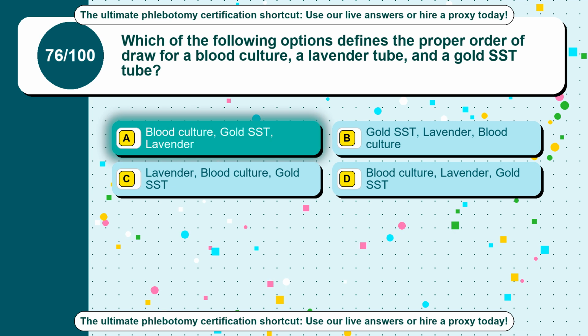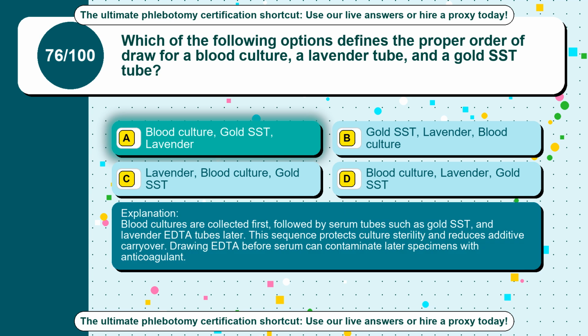The correct answer is option A. Blood culture, gold SST, lavender. Blood cultures are collected first, followed by serum tubes such as gold SST, and lavender EDTA tubes later. This sequence protects culture sterility and reduces additive carryover. Drawing EDTA before serum can contaminate later specimens with anticoagulant.